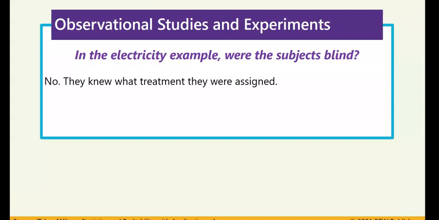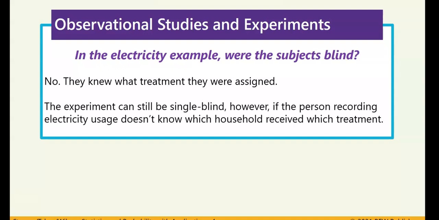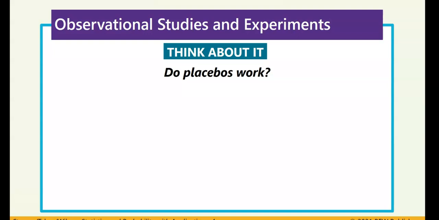The electricity example, were the subjects blind? No, they knew what treatment they were assigned to. How do you hide that? You've got a digital display or the by-hand display. The experiment can still be single blind, however. The person recording the usage doesn't know which household received which treatment.